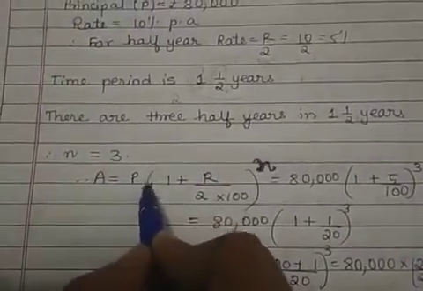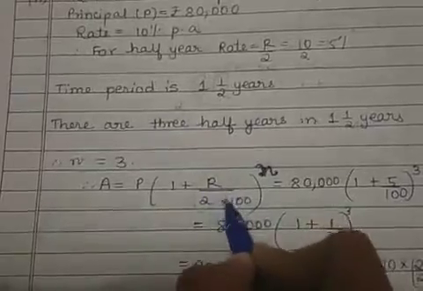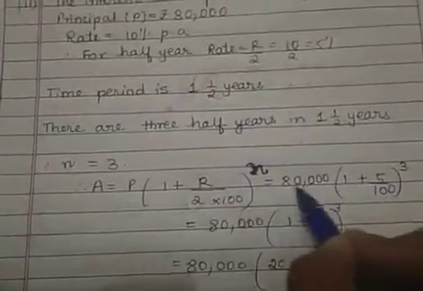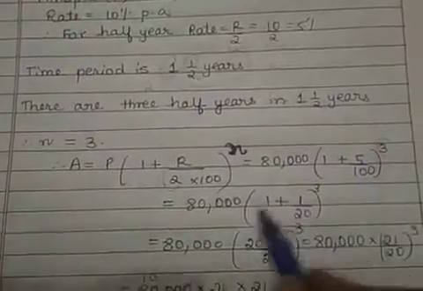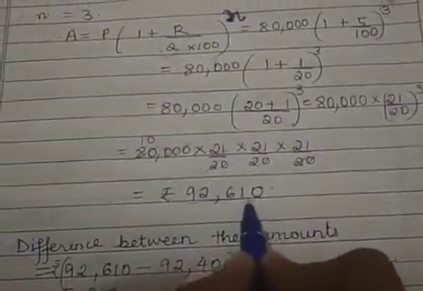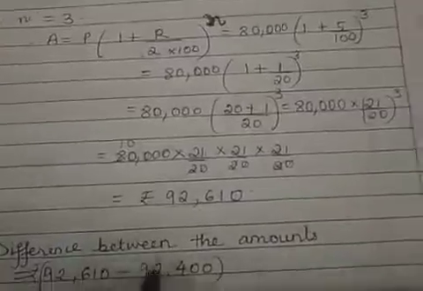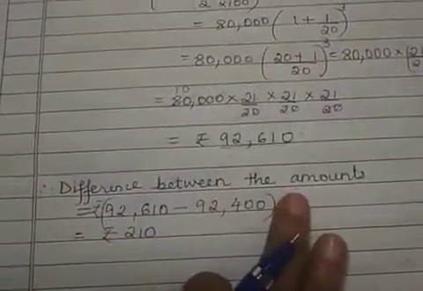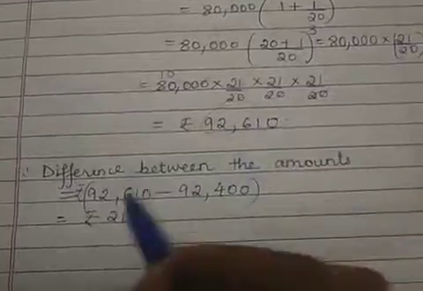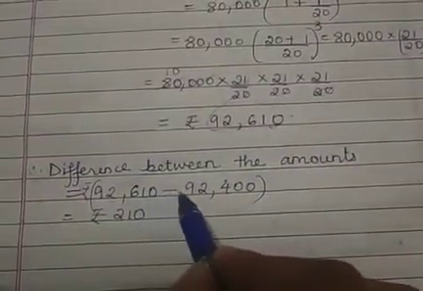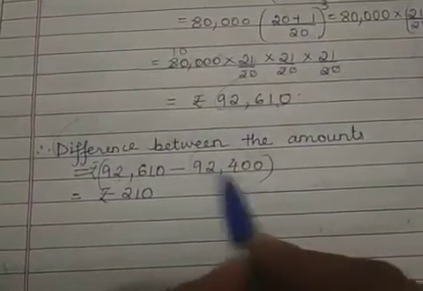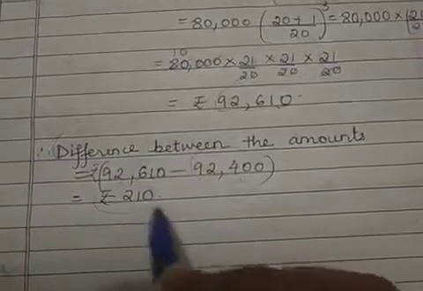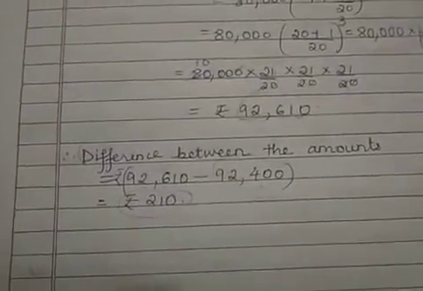So your A is P into (1 plus R by 2 into 100) raised to n, which is 80,000 into (1 plus 5 upon 100) raised to 3. Okay, and you solve this and simplify, and you get the amount as 92,610. So you are asked to find the difference in the amounts. So this is the highest one. So take it as 92,610 minus the previous amount that we got, which is 92,400. This is 210. So the difference in the amount that you get is 210 rupees.